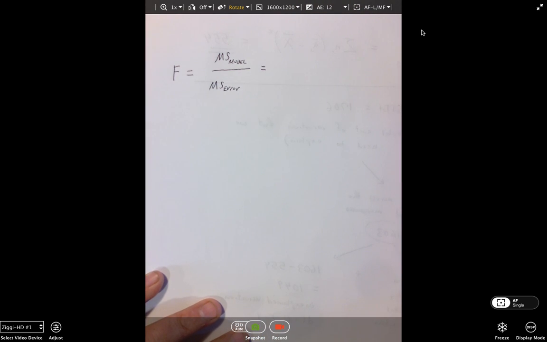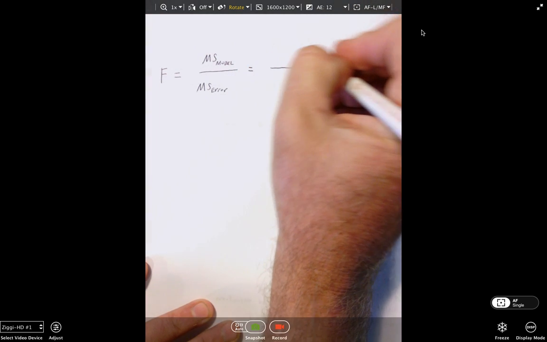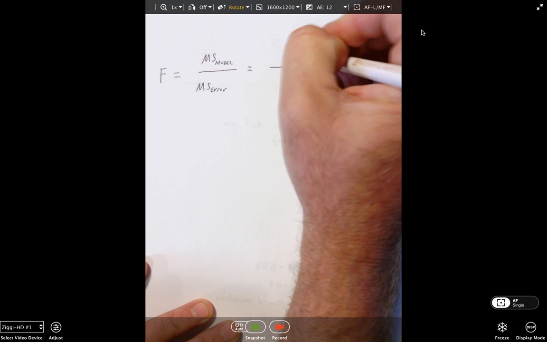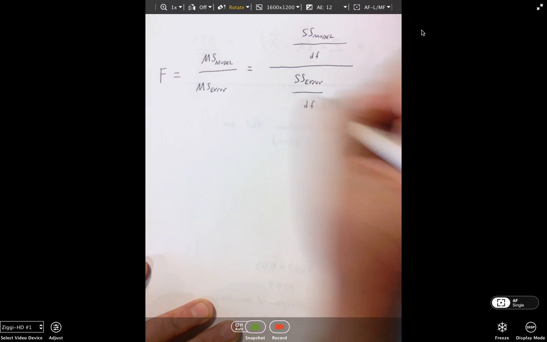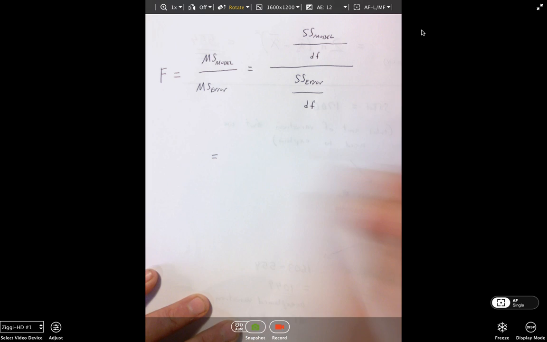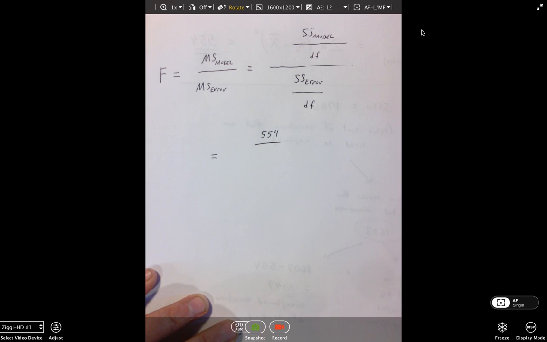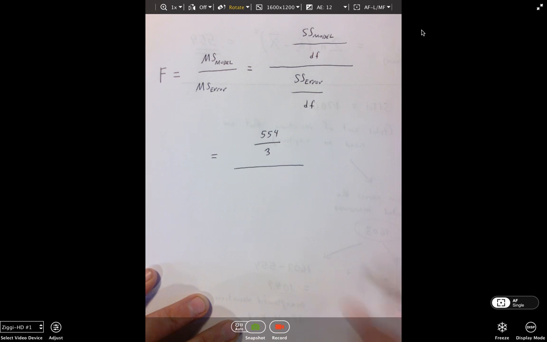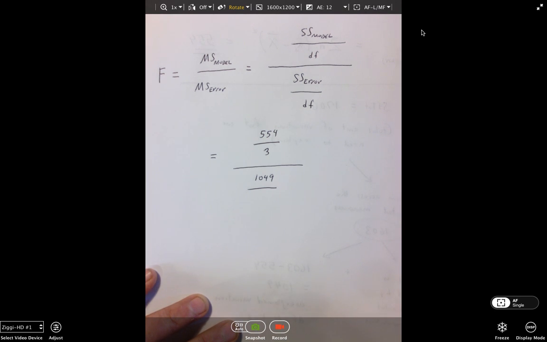I started out calling that mean squares between and within on purpose. And of course, this is into two components: the sum of squares for our model over its degrees of freedom, and the sum of squares for the error over its degrees of freedom. For our problem, the sum of squares for the experimental manipulation was 554. Its degrees of freedom was k minus 1. And the unexplained was 1049, and that would be n minus k minus 1.